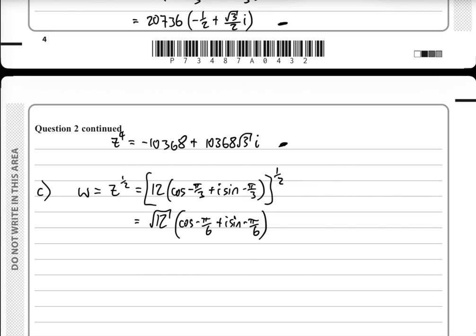And they have been a little more specific in the format this time. So if I put root 12 cos of minus pi by 6 on my calculator, that gives me a 3. And the same with sine gives me a minus root 3i.